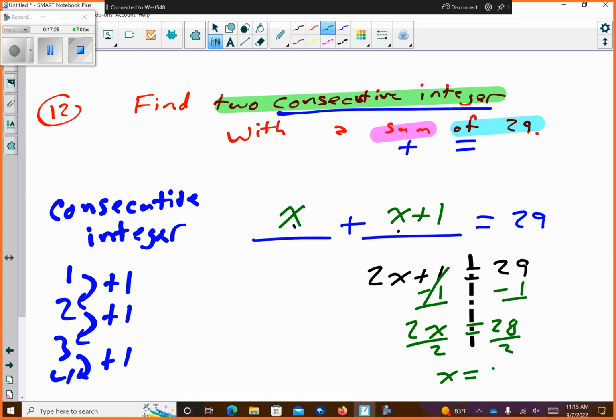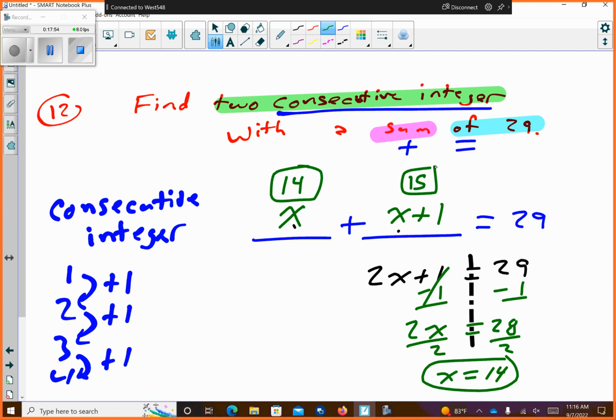So how many answers was I originally looking for? 2. The first one is 14. What's the second one? 14 and 15. I have to add 1 to 14. Is 14 plus 15 29? Would 14 and 15 be consecutive integers, one after the next? Yes. Okay.